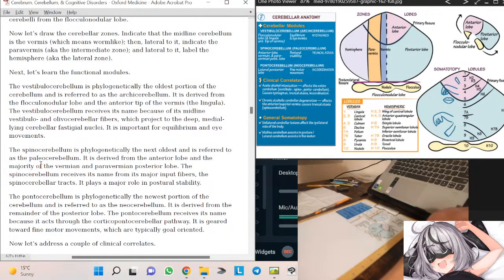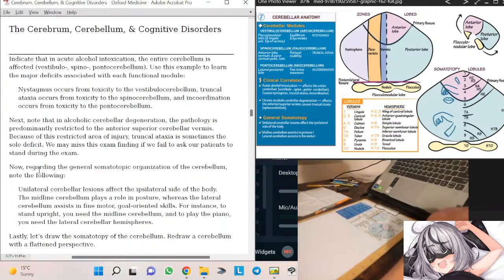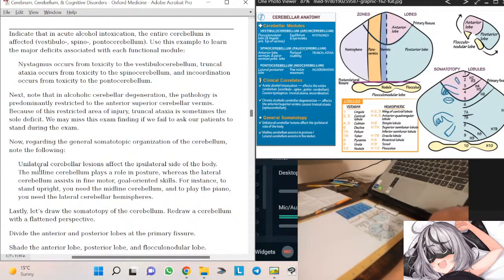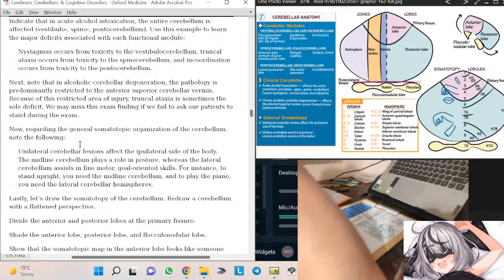Now let's address a couple of clinical correlates. Indicate that in acute alcohol intoxication, the entire cerebellum is affected: vestibulo-, spino-, and pontocerebellum. Use this example to learn the major deficits associated with each functional module. Nystagmus occurs from toxicity to the vestibulocerebellum.